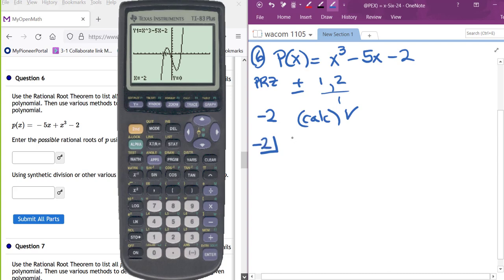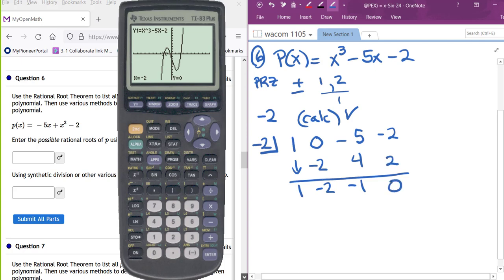So we got 1 for x cubed. Make sure you put in your 0 for x squared, minus 5, minus 2. Skip a row, and we'll bring down the 1. So multiply 1 times negative 2 is negative 2. This will give us positive 4, negative 1. And this gives us 2, 0 remainder, which is what we expected. So from here, we drop 1 degree, so we have x squared minus 2x minus 1, and we can set that equal to 0 and solve.